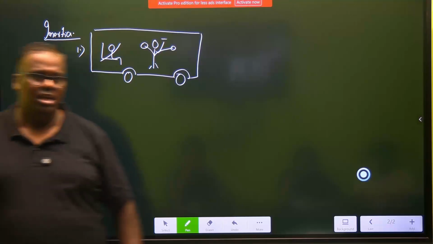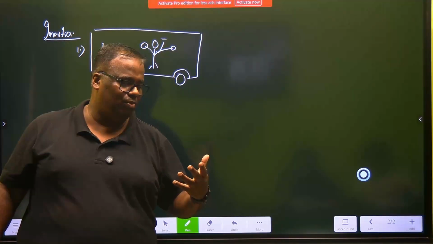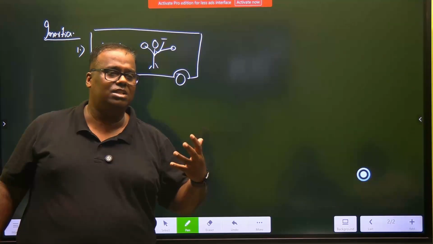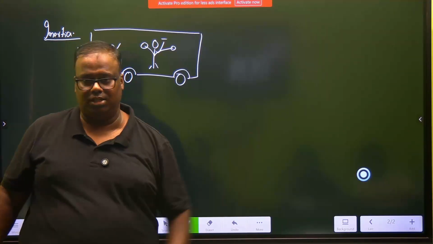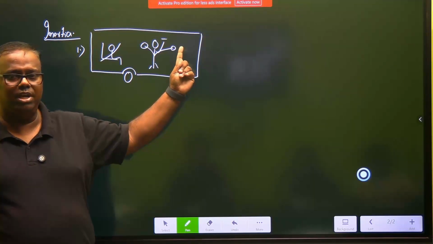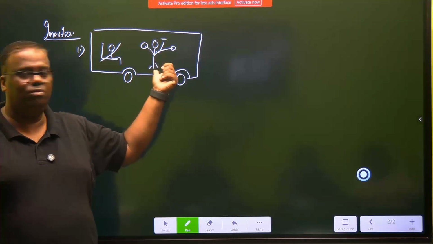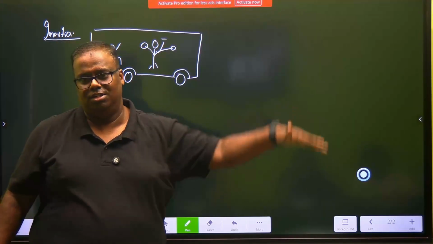Number one, any change in the state of either rest or of uniform motion, the body will object to that. Here the body was in uniform motion, you suddenly braked. So the bottom portion of the body has been stopped, the top portion opposes. Got it?